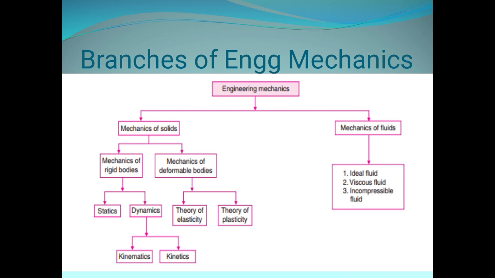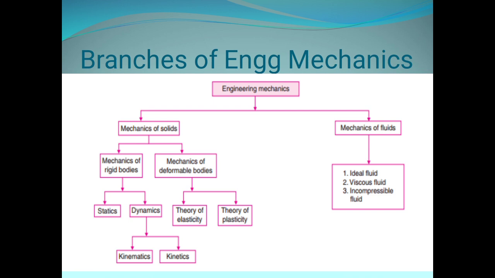So engineering mechanics is classified into two divisions. First one is mechanics of solids, also called as solid mechanics, and other one is mechanics of fluids or fluid mechanics. So mechanics of solids is divided into two types. First one is mechanics of rigid bodies. So rigid body means the body which does not undergo any deformation during the application of forces. So this one is called as rigid bodies, and deformable bodies are the ones which undergo deformation during the application of forces. And rigid bodies is divided into two types.